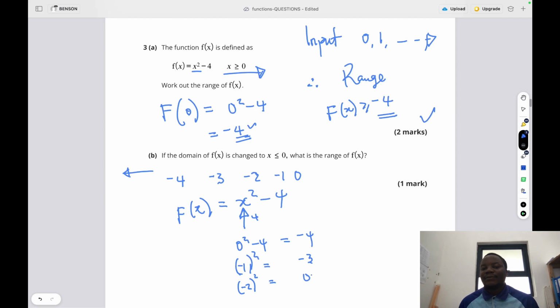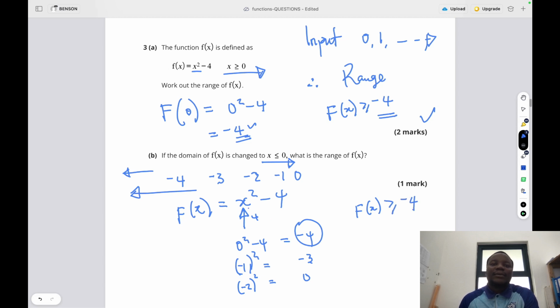So you can see that as we go down on the negative values, the numbers keep getting bigger, which is the output for f of x. So it simply means, again, negative 4 is the least value. So even though they've said we change the domain going in the negative, the range would still be f of x greater or equal to negative 4.